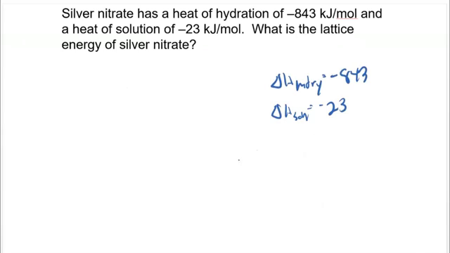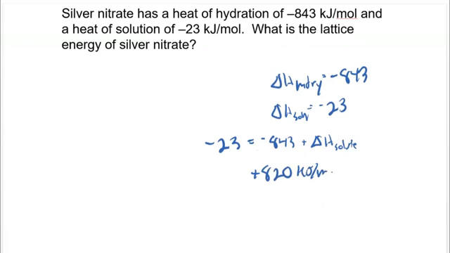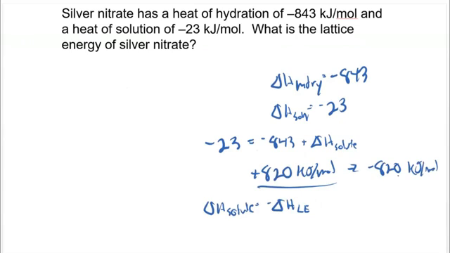So we can use the same equations that I wrote on the previous slide, where our solution is negative 23, our hydration is negative 843, plus the enthalpy of the solute. Now we can solve for this, and we get positive 820 kilojoules per mole for the enthalpy of the solute. But we're not being asked for that. We're looking for the lattice energy. And we know from the previous slide, the enthalpy of the solute equals the negative of the lattice energy. So we can just take the negative of this, and we get negative 820 kilojoules per mole for the lattice energy.